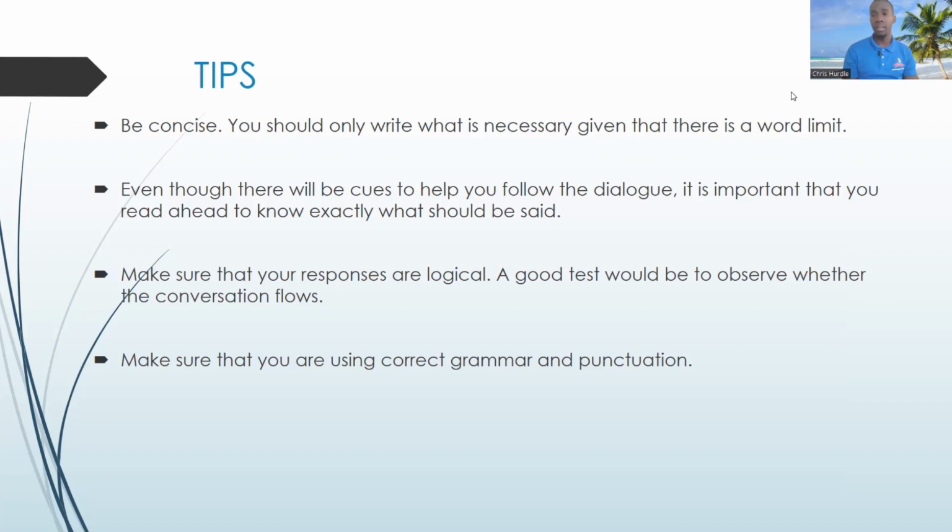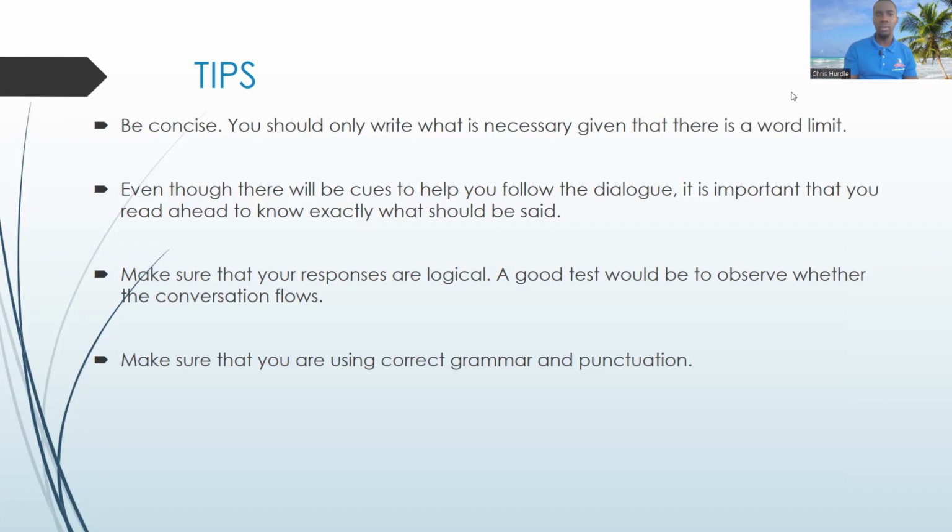But that brings us to point number 2. Even though there will be cues to help you follow the dialogue, it is important that you read ahead to know exactly what should be said. Right. So the only way you can be concise is if you understand what exactly is going on. So this is why point 2 is based on point 1. Because the only way to be concise is to know what is going on. Yes, they're going to give you cues to give you some form of guidance as to what the conversation is about, but you still need to read each response to see what response would be appropriate. So you have to read ahead in order to know what response to place, right?